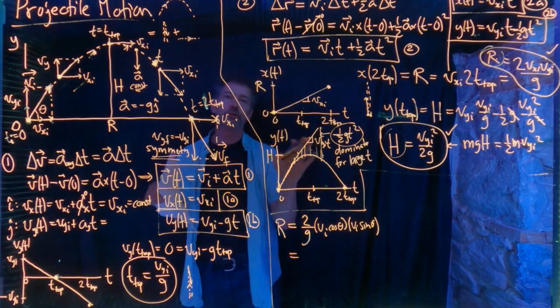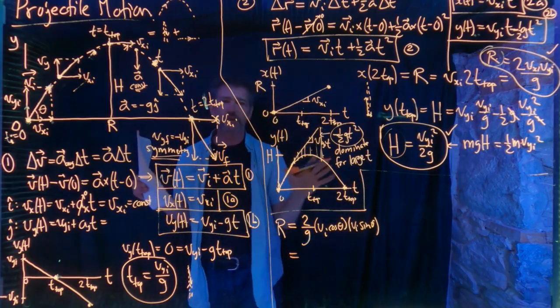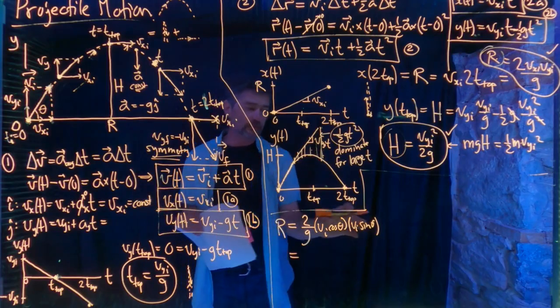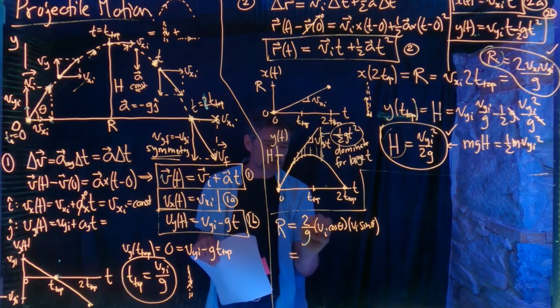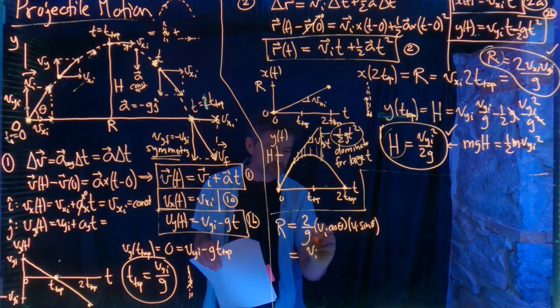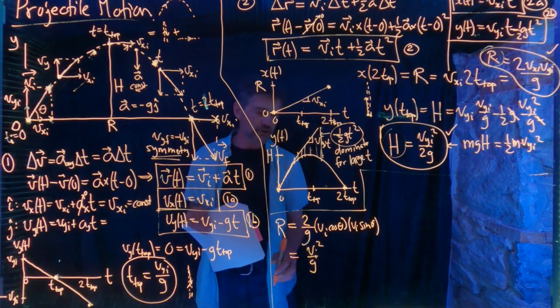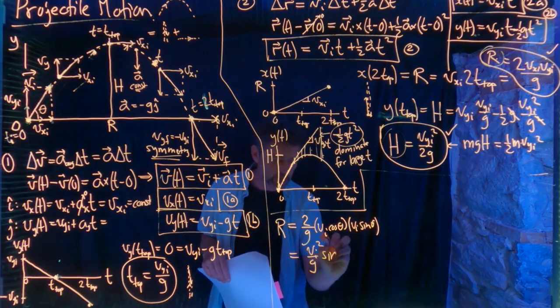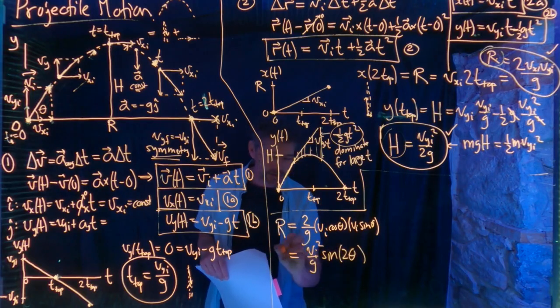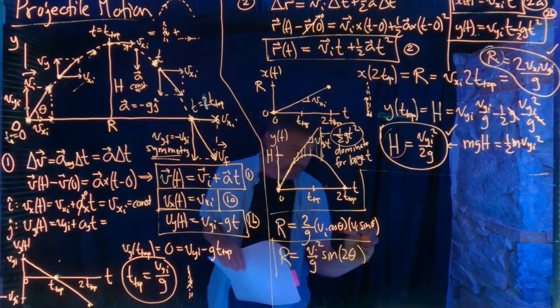I expect you to know some trig identities, or at least know where to look them up. Oftentimes in these problems you use trig identities to simplify stuff. So what you're going to end up with is V initial squared, divided by g, times twice sine cos, which is sine 2 theta. So that's the range.